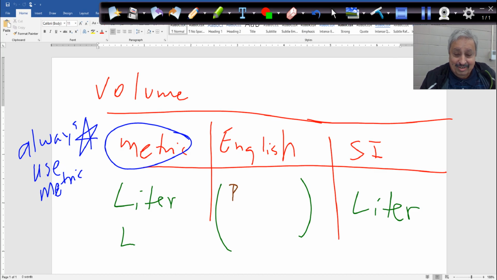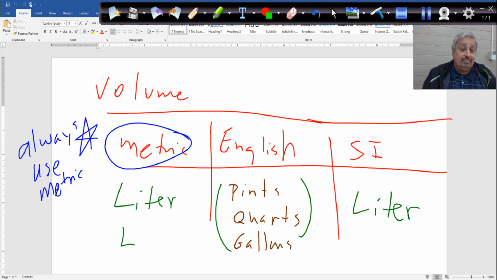So we have pints, we have quarts, correct, guys? We have gallons. We forgot about this. So we have fluid ounces, yes, fluid ounces.